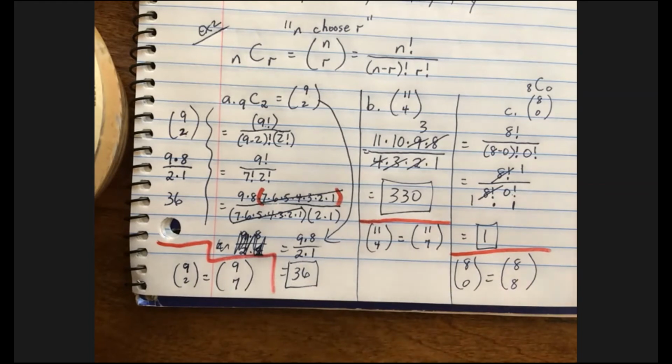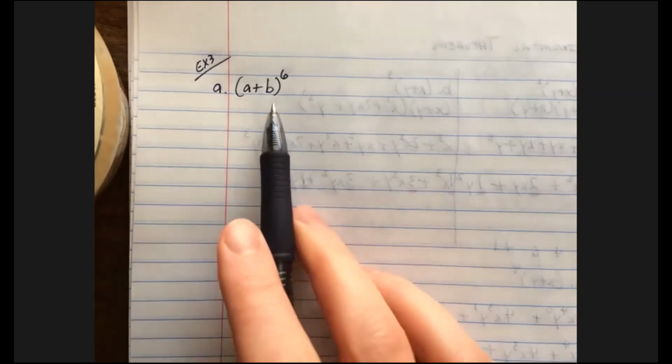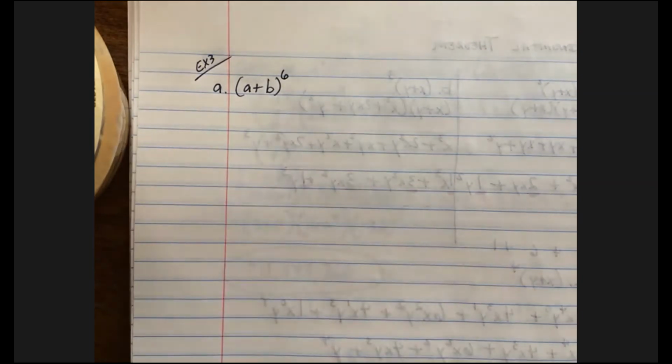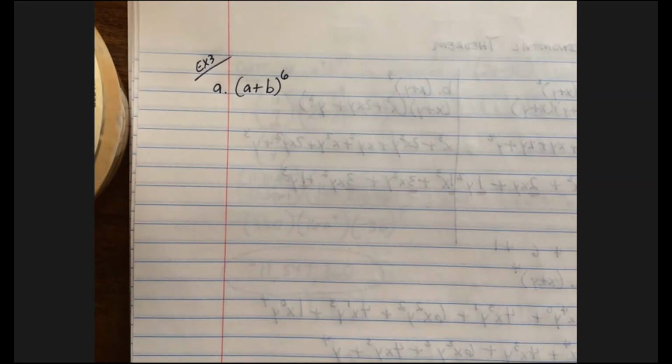All right, let's try to do some examples of these now. So the very first one, a plus b to the sixth. One way you can do it is Pascal's triangle, which is nice. It'll list it all out. But remember, you'd have to go and make Pascal's triangle off to the side on your own if you're not given it, which can be quite irritating.